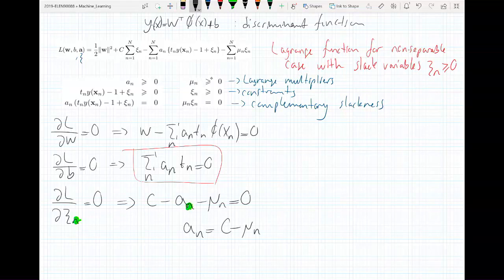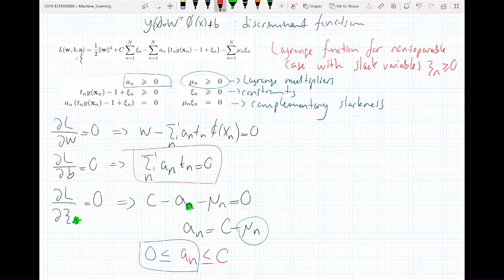But I also know that mu n is, right? Non-negative. C is positive. So an is then, we end up with an less than or equal to C. Right? But an was also greater than or equal to 0. I ended up with an less than or equal to C because I subtract mu n out of that. So that's the second part. So these two then are my so-called box conditions.